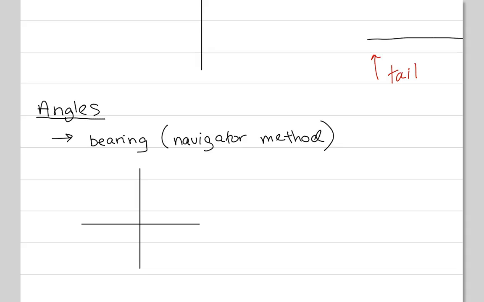Okay, so for the navigator method, it's standard north, south, east, west, and north is 0 degrees, and you rotate clockwise. So if I was to say a bearing of 90 degrees, that's east. A bearing of 180 degrees is south. A bearing of 270 degrees is west, and back up to 0, which would be 360. You can repeat the cycle at 0. So clockwise rotations for the bearings.